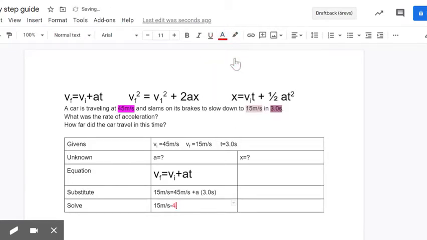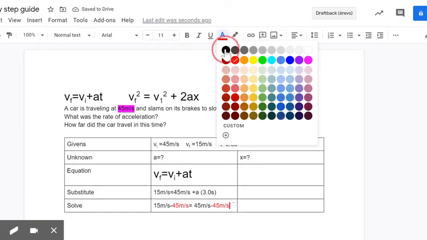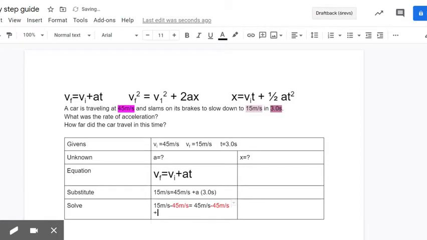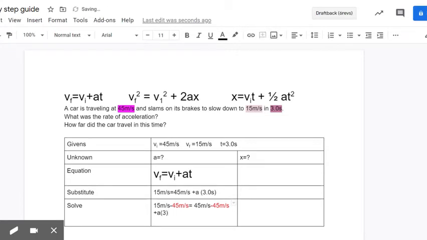so you can see what I'm doing, 45 meters per second equals 45 meters per second minus 45 meters per second. If I do it on one side, I have to do it on the other side. That's the rule for algebra. So I put in red what I'm doing on both sides. I'm subtracting the 45 from both sides because I'm trying to isolate that A.